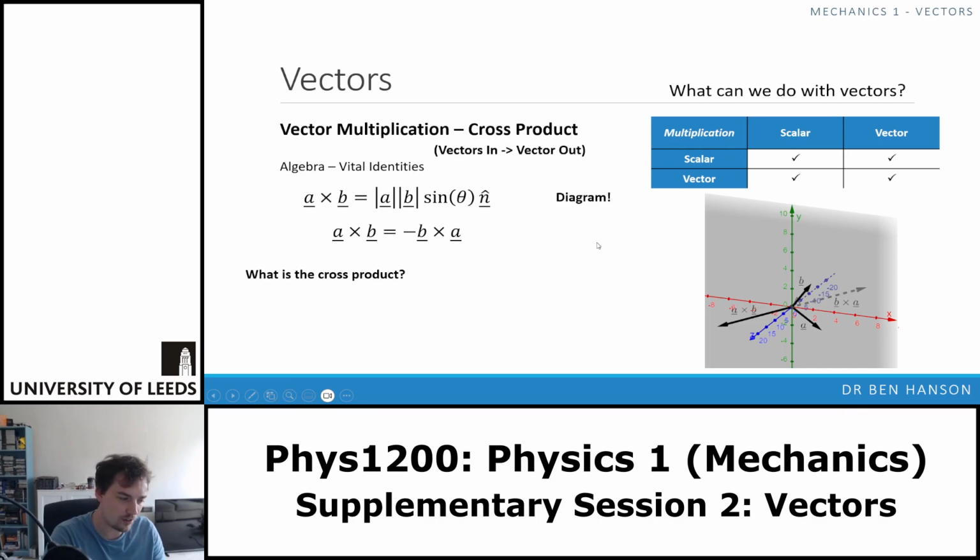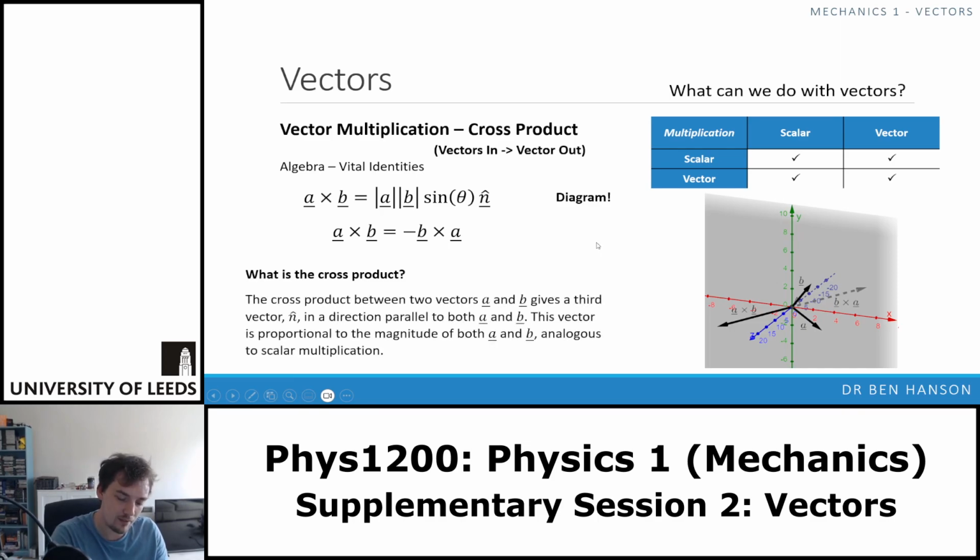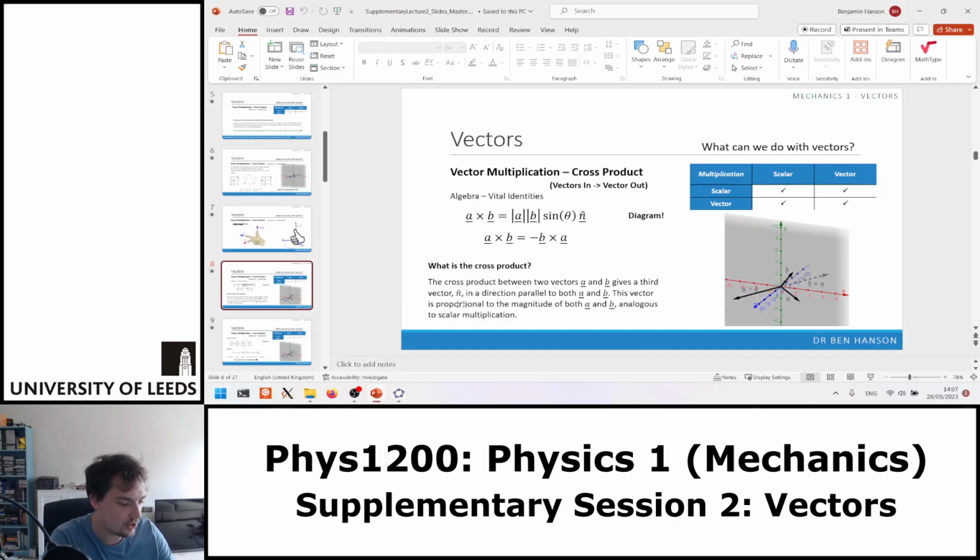What is the cross product really? I've tried to describe it graphically, but the cross product between two vectors A and B gives a third vector, n hat, unit vector, in a direction parallel to both A and B. That vector is proportional to the magnitude of both A and B and is analogous to scalar multiplication. Actually, that's not n hat, it's just n. N hat's the unit vector bit. Give me a minute.